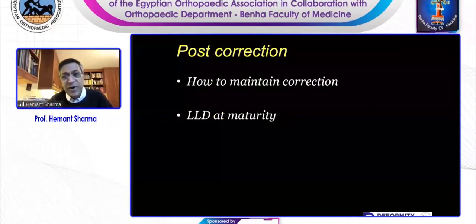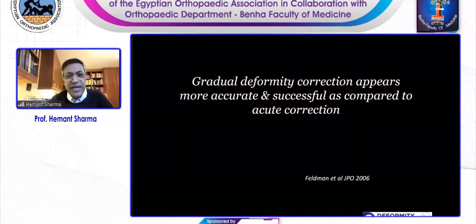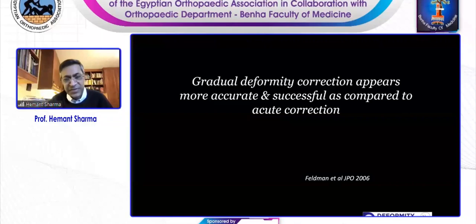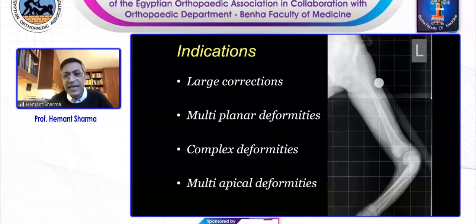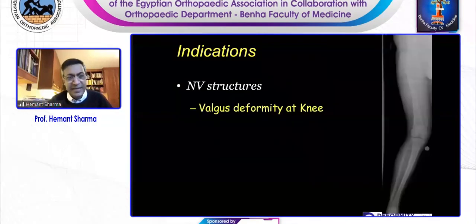The other question we need to ask ourselves is how will we maintain the correction, what is the leg length discrepancy at maturity, and how are we going to tackle that? Now, generally it is accepted that gradual deformity correction gives you a more accurate correction. That is because we tend to correct slowly, especially with the frame. All large deformities and all deformities where acute correction can be difficult are the right indication for gradual correction. Even the smaller ones are good because the accuracy is better.